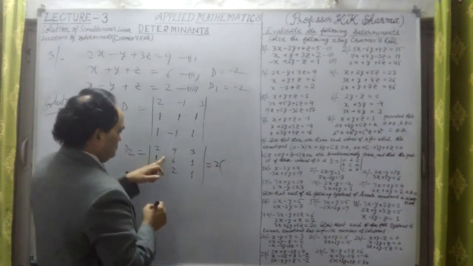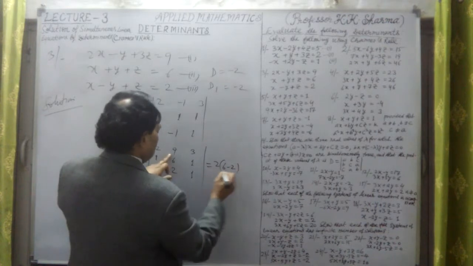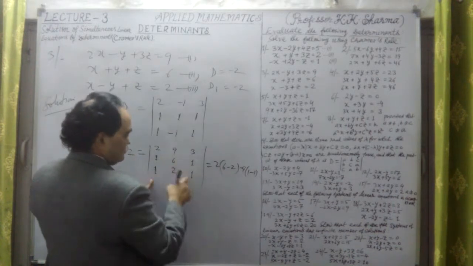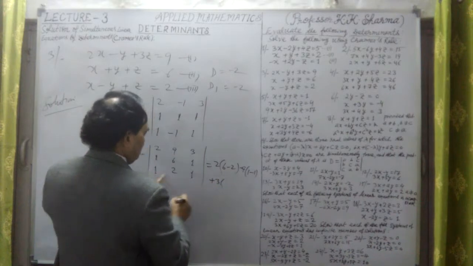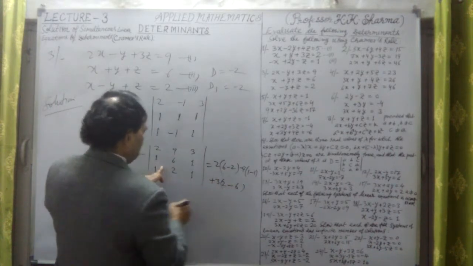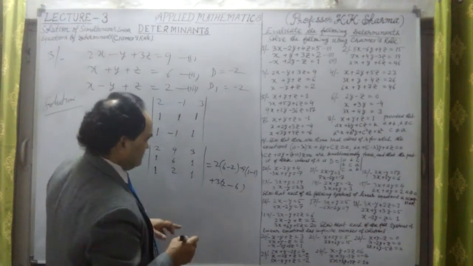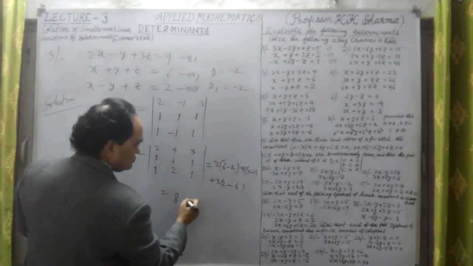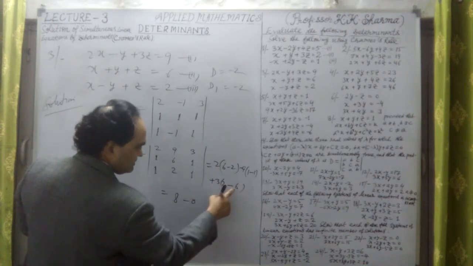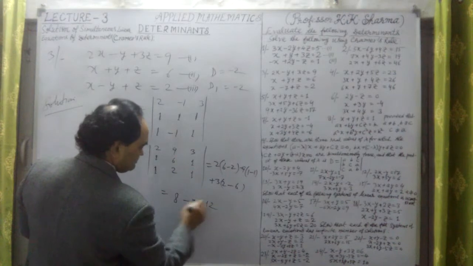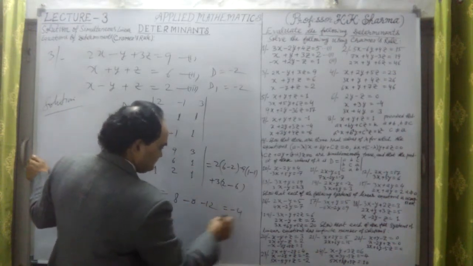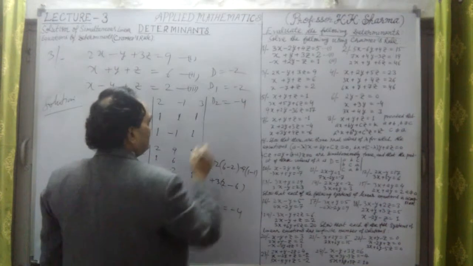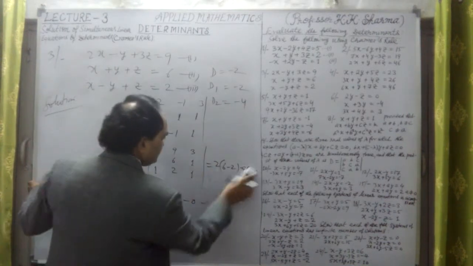It will give us 2 into 2. This one is 6 minus 2. Now minus 9 into 1 into 1 is 1, minus 1. And plus 3 into 2 into 1 is 2, minus 6. It will give us 6 minus 2 is 4 into 2, 8. Minus 9 into 0, 0. 2 minus 6 is minus 4, and then 3 into it, minus 12. Minus 12 plus 8 is minus 4. So D2 is equal to minus 4. No problem.